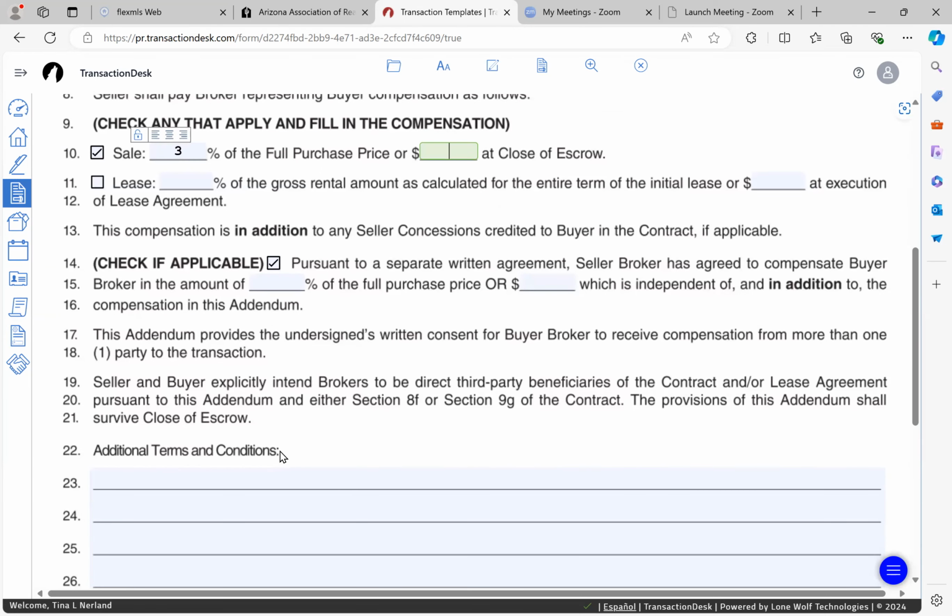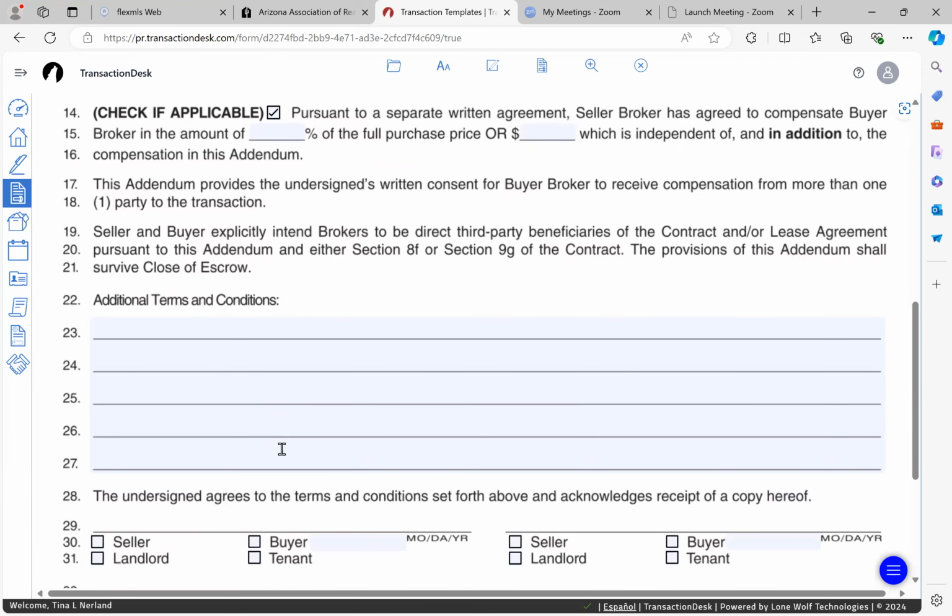Seller and buyer explicitly intend brokers to be direct third-party beneficiaries of the contract and/or lease agreement pursuant to this addendum and either Section 8F or Section 9G of the contract. The provisions of this addendum shall survive close of escrow. Additional terms and conditions, I don't know what to put here, if anything. This is also new to all of us, but as we go through the motions and we get used to doing it, in future training classes I might have some examples for you. I just don't have any at this time.